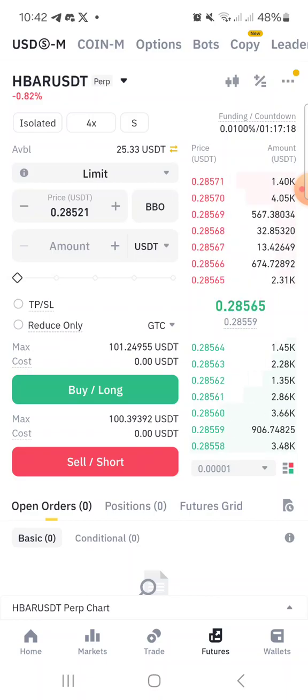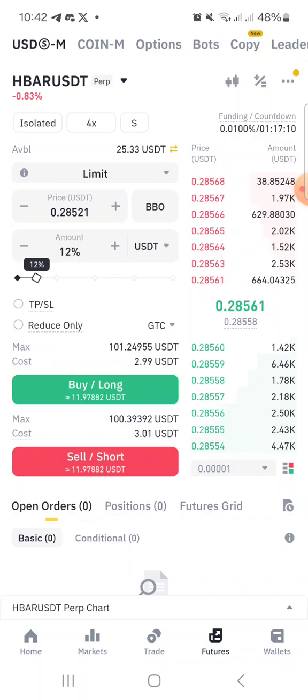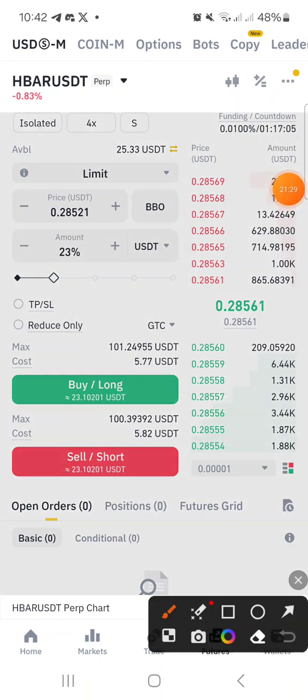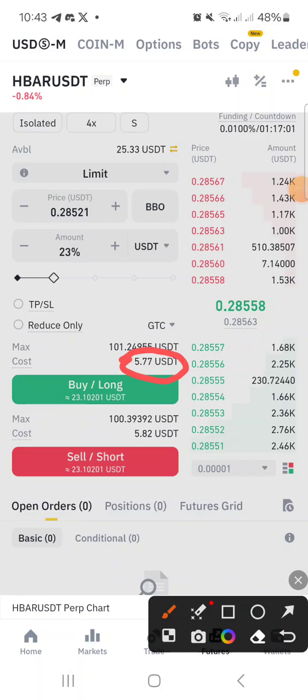Then the next thing I'm going to do is to slide the amount of money that I have that I want to use. So as I drag, check here. As I drag, check the cost this side. You will see part of my money that I'm using to service the trade. All right.